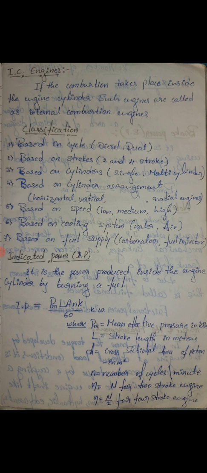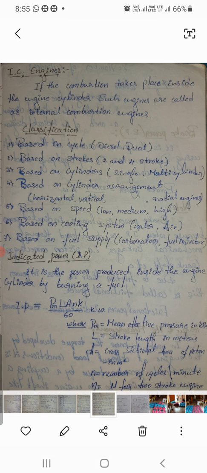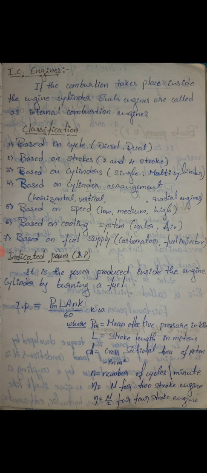So when you send the air and fuel mixture into the cylinder in the case of an SI engine, and when you ignite the spark, a large amount of gases is produced due to the combustion of the air-fuel mixture inside the cylinder. These pressurized gases make the piston reciprocate inside the cylinder. So this is the indicated power.